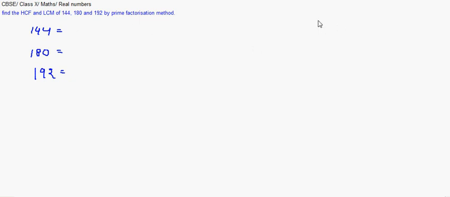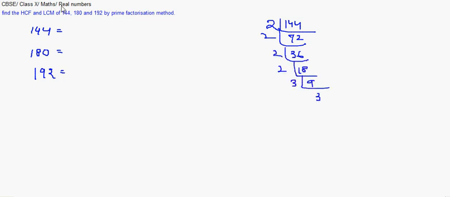What are the common factors? 144 can be expressed in terms of prime factors, right? So I do some rough work here to express it. This gives me 72, then 36, then 18, then 9, and then 3. So it is giving me 2 to the power 4 into 3 to the power 2.